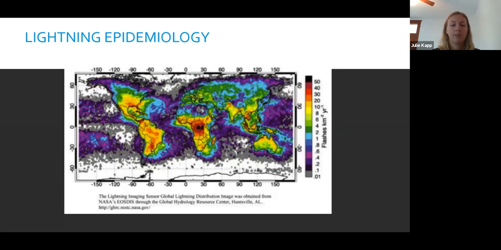Worldwide, an estimated 24,000 fatalities occur due to lightning strikes, and about 10 times as many injuries occur. Populations that are most at risk are rural populations, particularly farmers, due to occupational exposure and lack of nearby substantial shelter.